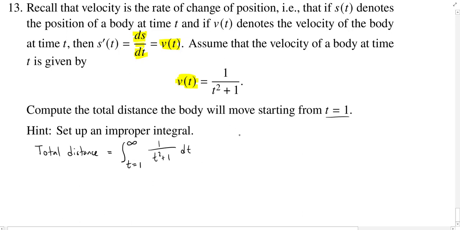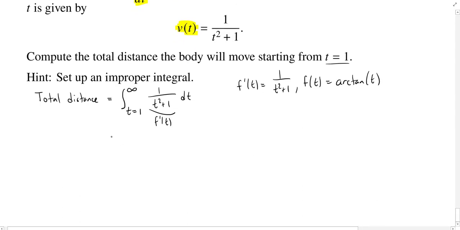Now, if we call this function f prime of t, our velocity function, 1 over t squared plus 1, then f of t is the arctan of t. So to compute this improper integral, we need to compute the arctan at infinity minus the arctan at 1. In the previous video, I had mistakenly converted this 1 into a 0. There's no good reason for that. It was just an oversight.